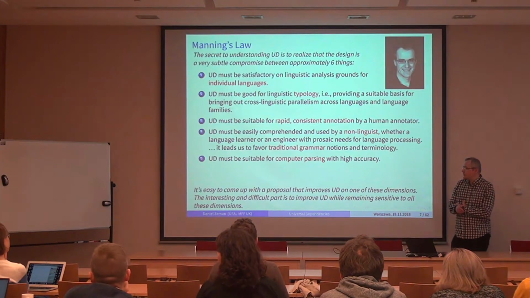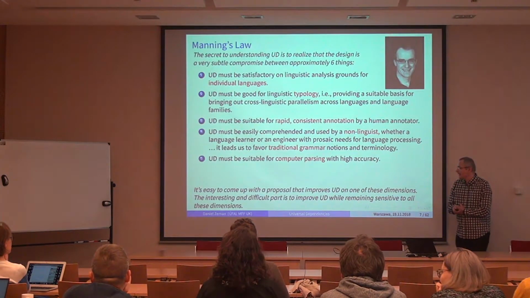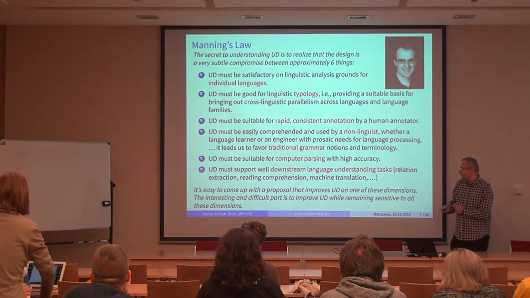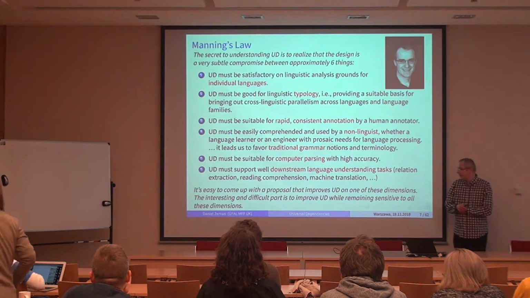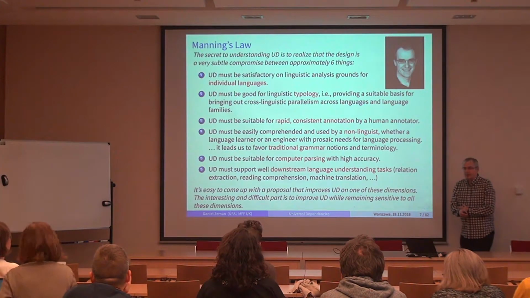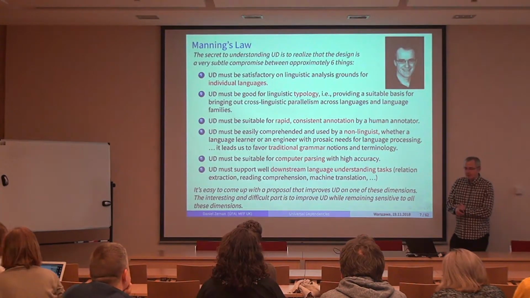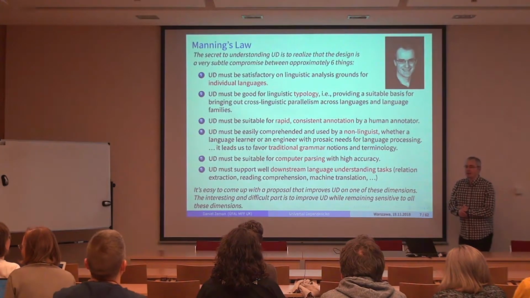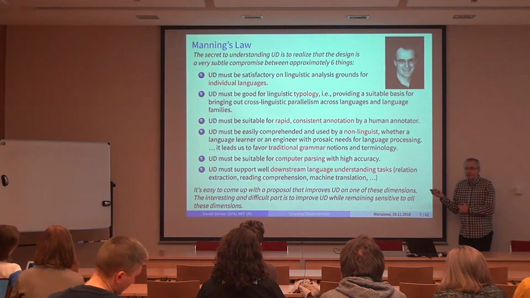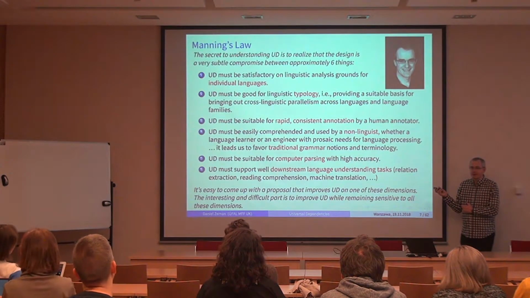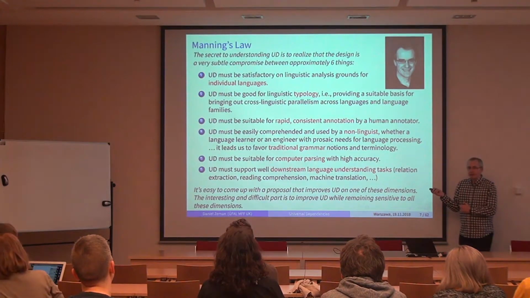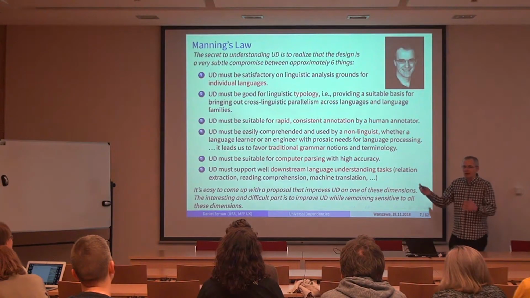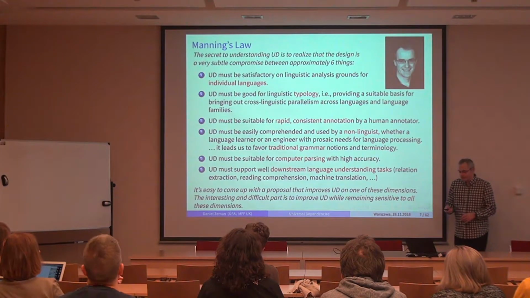And finally, 2 more technical objectives. UD should be suitable for computer parsing, hopefully with high accuracy, and it should also support downstream language understanding tasks such as relation extraction, and so on. And then finally, the conclusion here is important: it is easy to come up with an improvement of UD along one of these dimensions, but remaining sensitive to all of them, that's the difficult and interesting part. And it's a compromise, so if you find UD perfect along all the dimensions, then it probably is not balanced enough, because it cannot be perfect along all the dimensions. There will have to be something sacrificed everywhere.